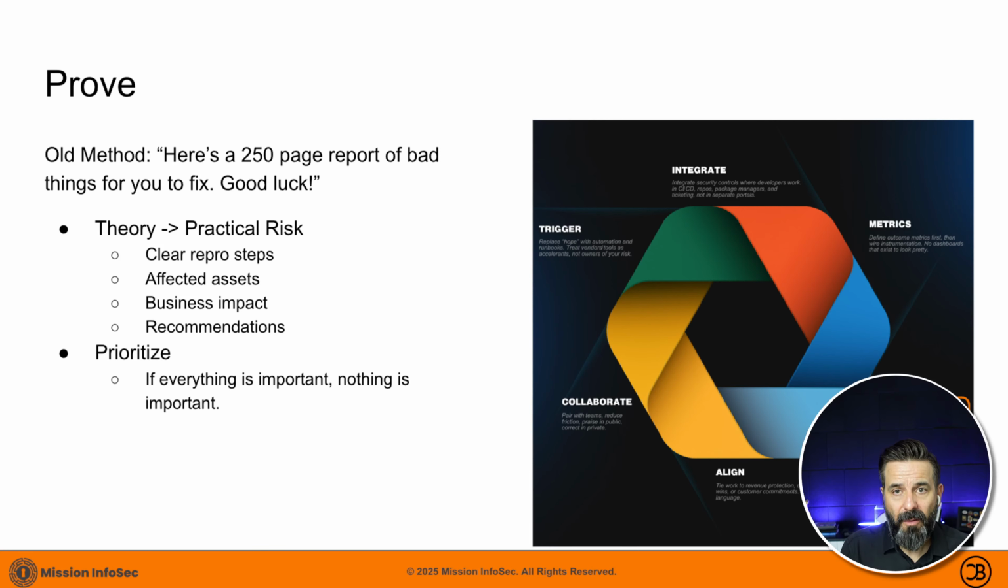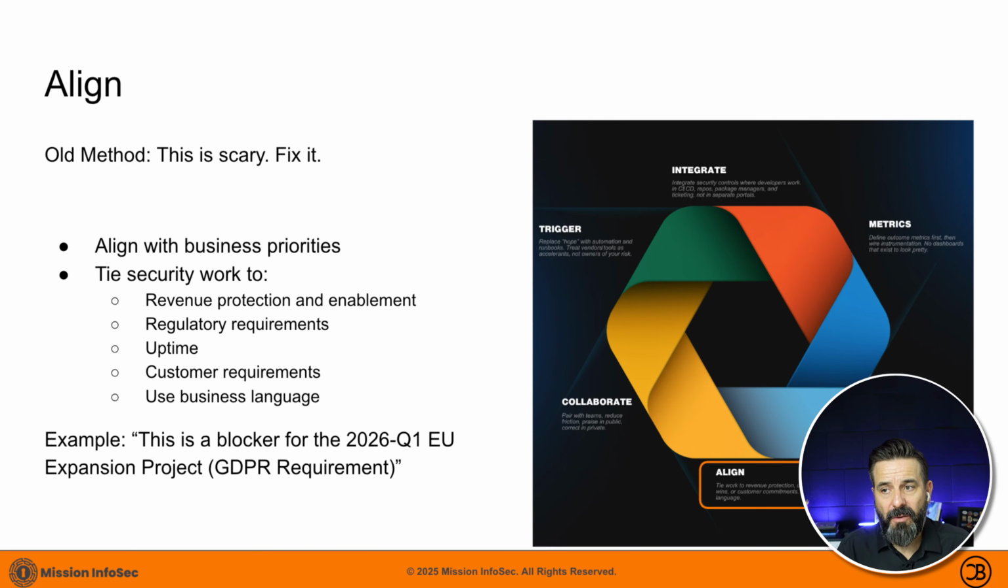All right, moving on, align. This is super important. So the old method is, hey, this is really important. It's a security vulnerability. Hackers could do bad things. Please fix this. And that's great, but it becomes a little bit like Chicken Little. The sky is always falling. There's always a vulnerability that they could work on. There's always a critical issue.